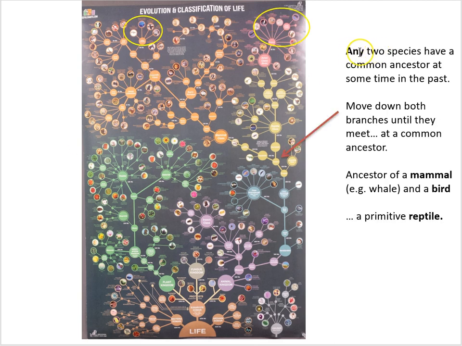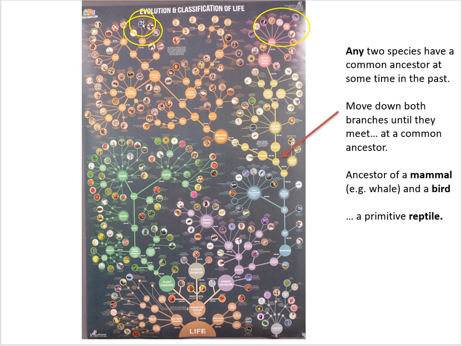But any two species on this view have a common ancestor at some time in the past. And to find that common ancestor, we move down both branches until they meet. So let's take a whale up here, a mammal, and we'll take any particular bird over here in the bird section. And if we just follow the branch down, we'll start with the birds, the ancestor. Now we're going back in time to more and more distant ancestors, and we'll reach this point here, and that's the point of convergence of the other line of descent.